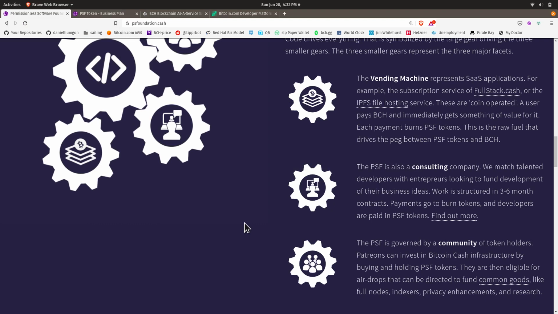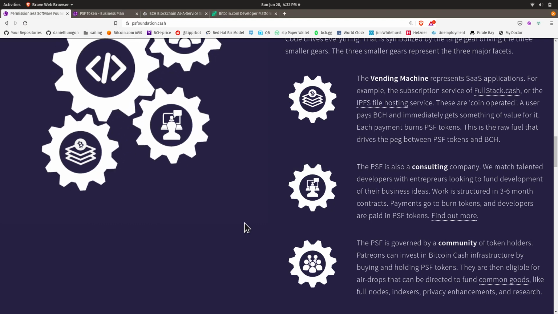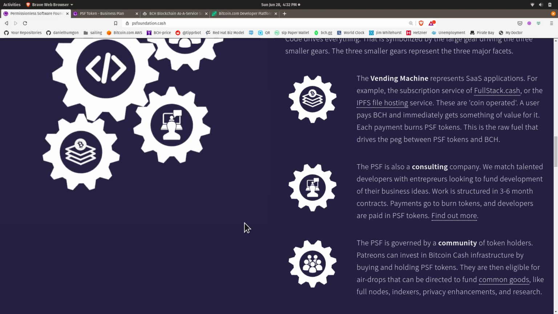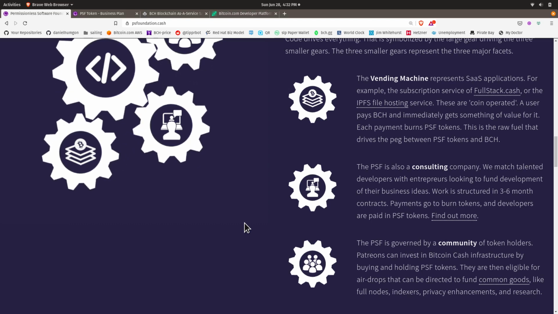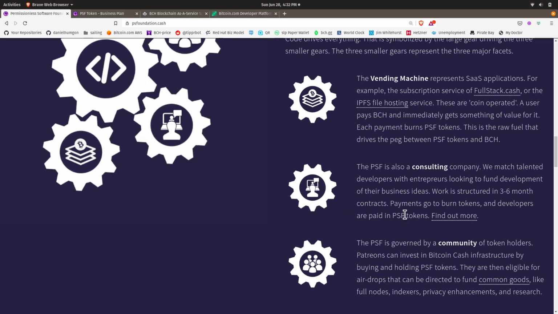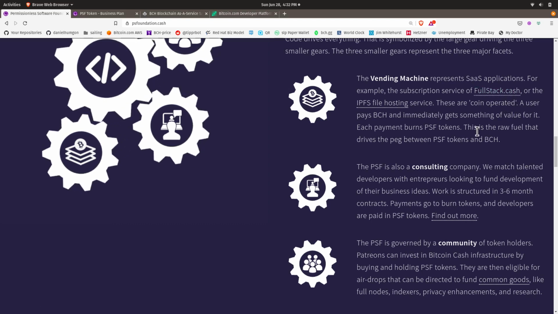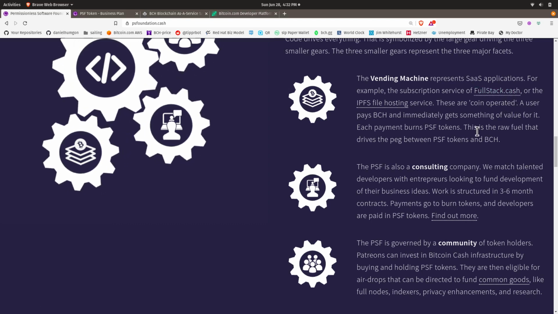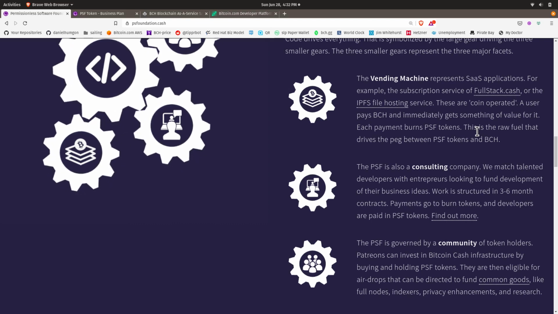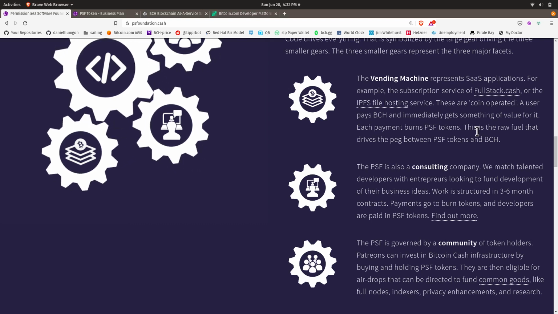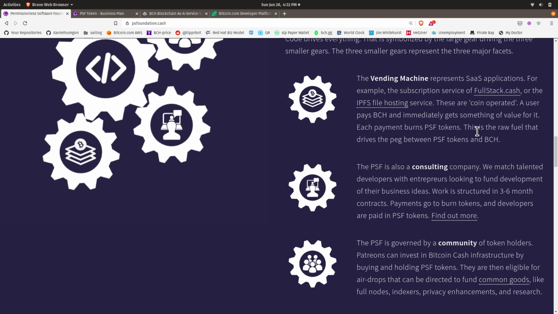So a big part of the developer community that this organization represents is about building these types of applications. And what they do is they burn Bitcoin Cash. So when you pay, they burn SLP tokens. They burn the PSF token specifically. And that causes the value of the PSF token, the price, to rise.